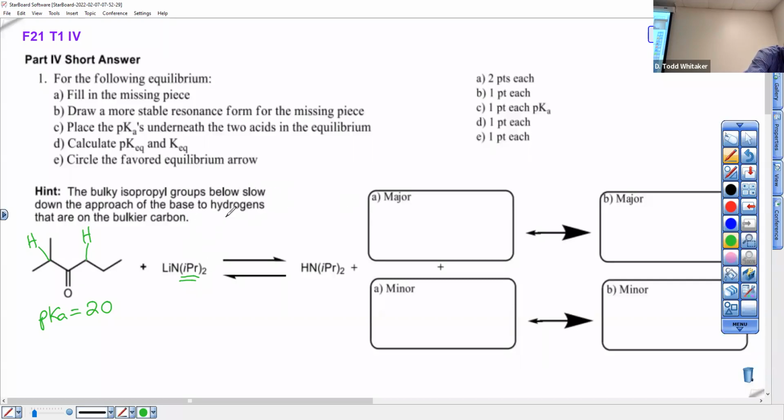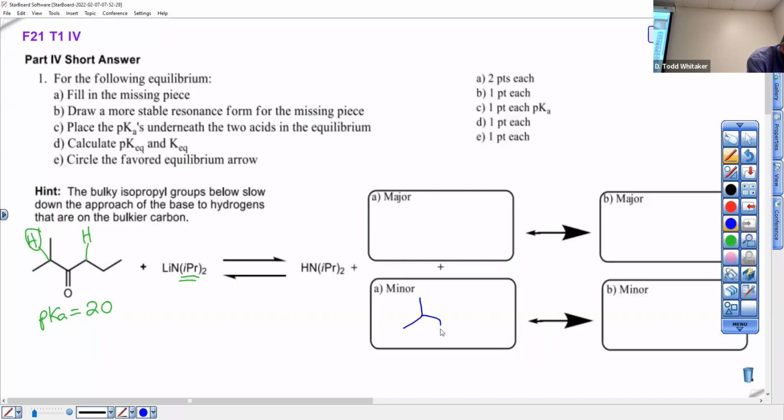These bulky groups slow down the approach of the base to hydrogens that are on the bulkier carbon. Couldn't I just put a big fat arrow saying the bulky isopropyls slow down the approach of the base to this hydrogen? Isn't that the bulkier carbon that's attached to that? So are you going to pick that for major? When I told you it's slow? Please don't pick that for major. That's going to be minor. Okay. And we're going to put the minor here.